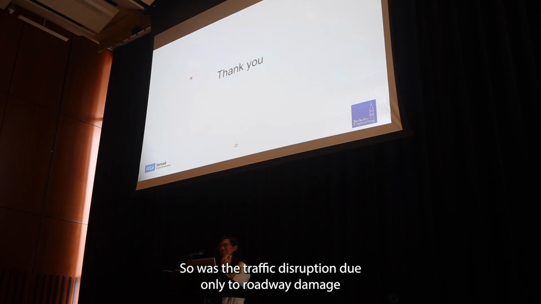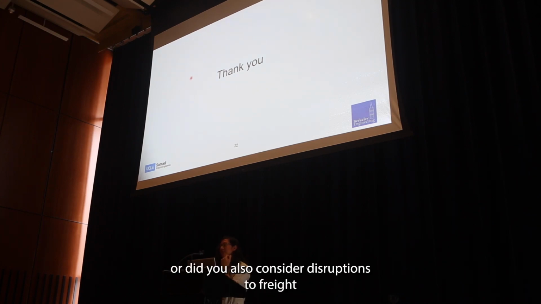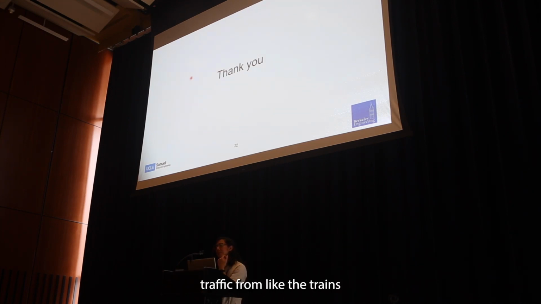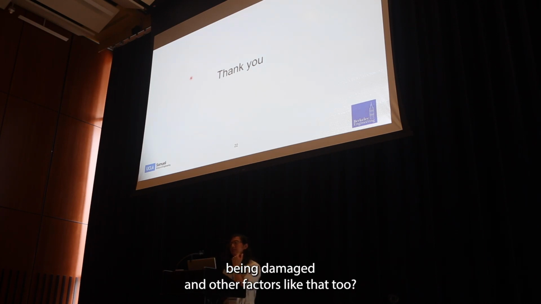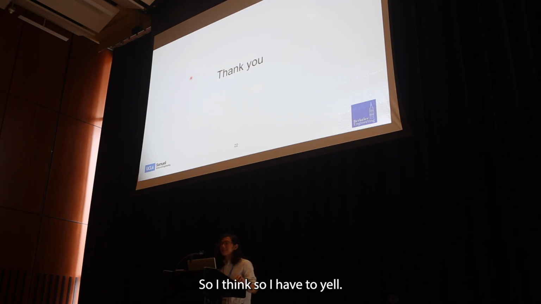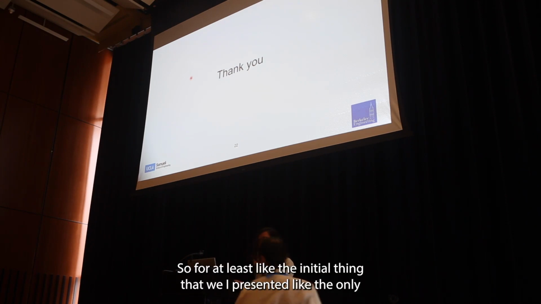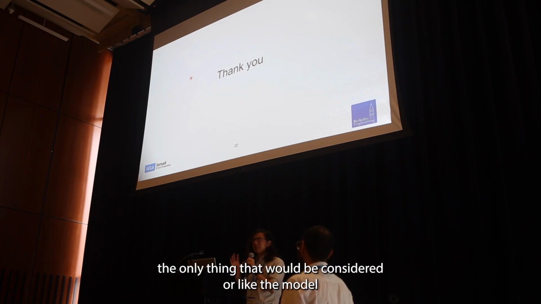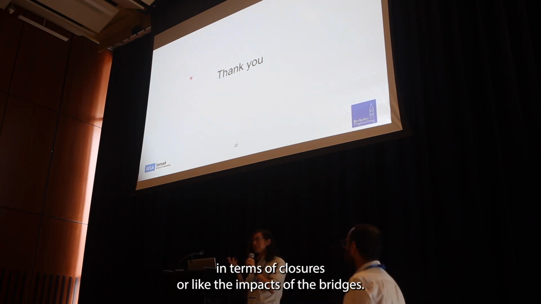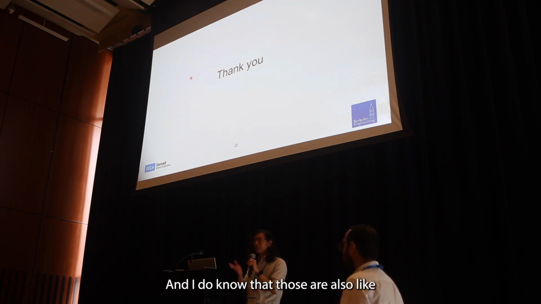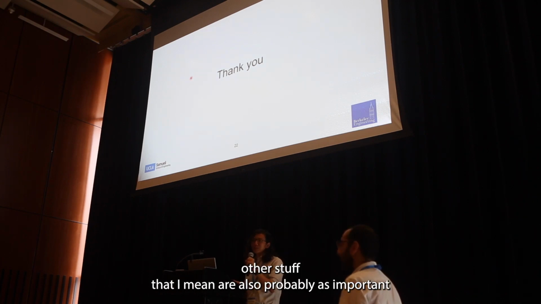Was the traffic disruption due only to roadway damage, or did you also consider disruptions to freight traffic from the cranes being damaged during an earthquake and other factors like that? For at least the initial work that I presented, the only thing that we modeled was closures or impacts to the bridges. I do know that there are other things that we could look into and that are probably also important.